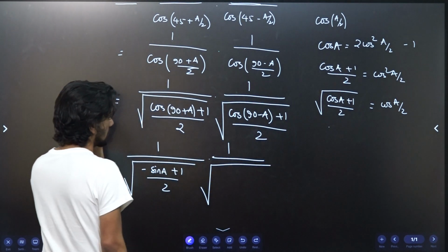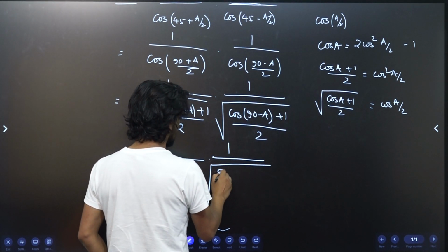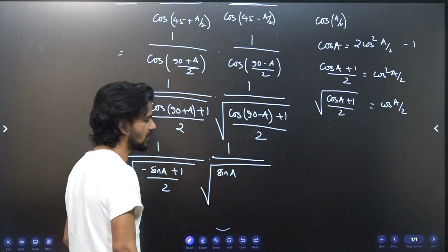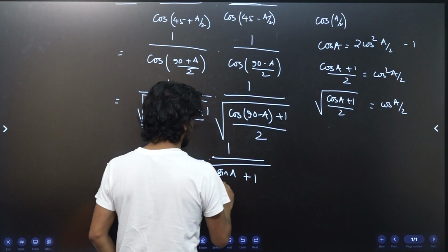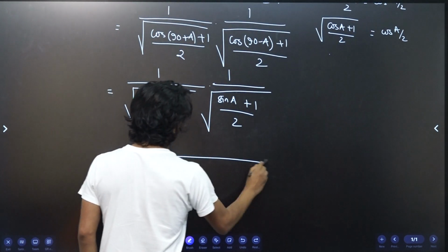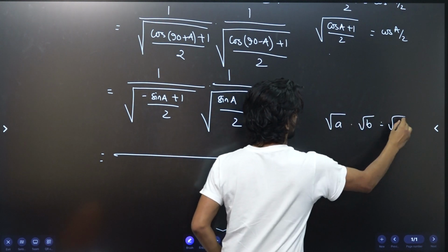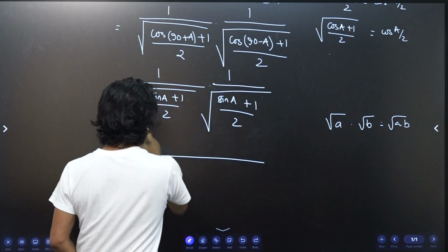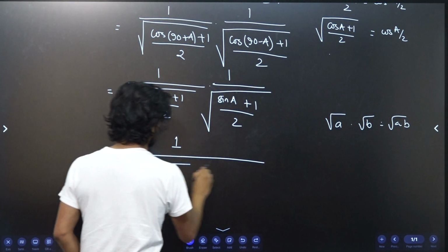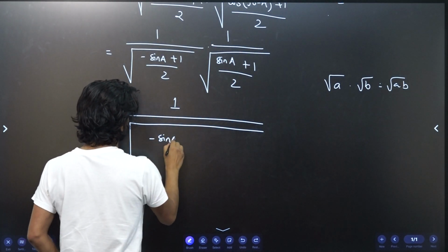What about cos(90 − A)? That is sine, and in the first quadrant all are positive, so it is sin A plus 1 divided by 2. What do we know about this? Root a times root b equals root of ab, so we can multiply this under one root.